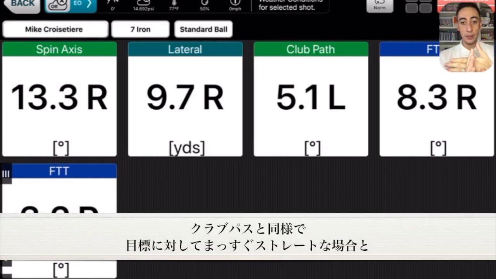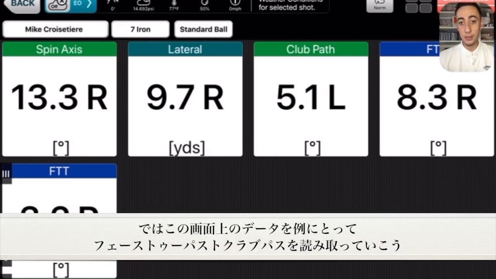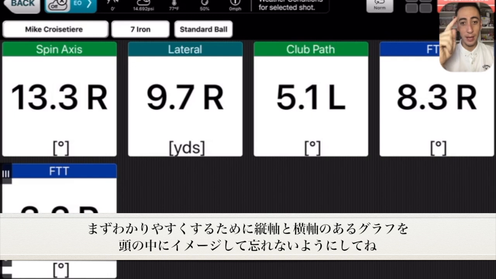So just like club path, it could be pointing to the right of the target line, it could be pointing straight of the target line, and it could also be pointing to the left of the target line. Again, this player was 3.2 degrees to the right. So let's break this player's current club path and face angle down. I want you guys to memorize a little X and Y graph. Visualize that for me real quick, because this is going to make it a whole lot simpler to understand.